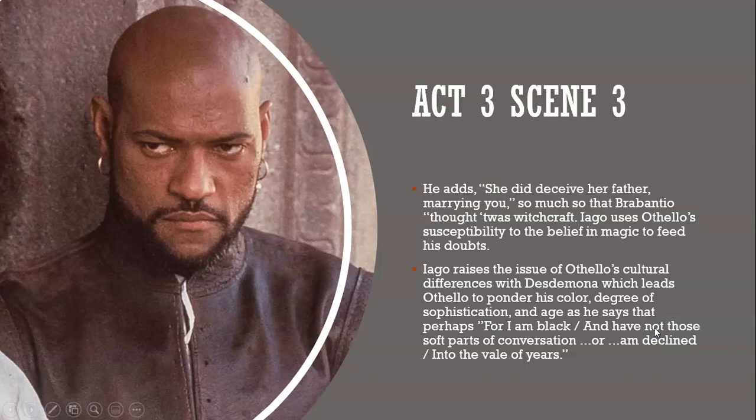And he's like, yeah, you know what? You're right. But Othello, she also did deceive her father when she married you. So he takes that proof of her at one point deceiving somebody and suggests that that's a form of deception that we know Desdemona has enacted. And he even suggests that, hey, remember Brabantio thought it was witchcraft. And so he's playing on Othello's susceptibility, also his belief in magic, and feeding those doubts.